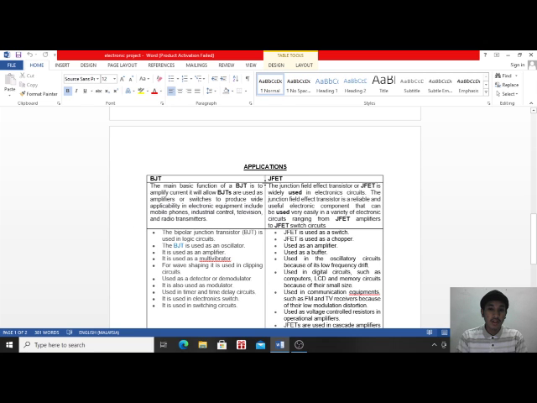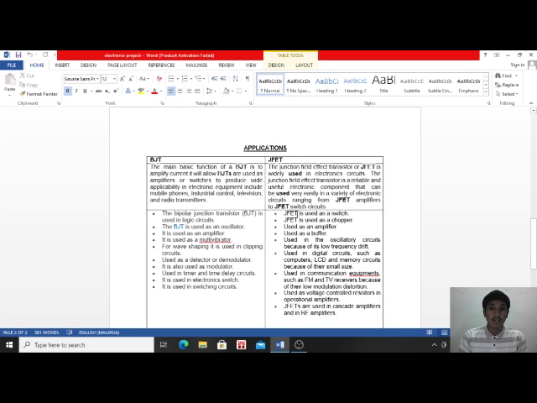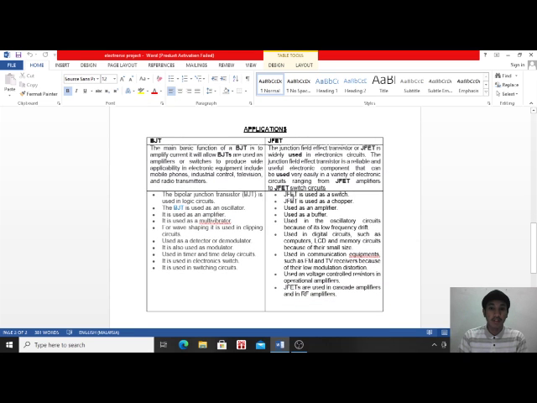For the JFET, the junction field effect transistor is widely used in electronic circuits. The junction field effect transistor is a reliable and useful electronic component that can be used very easily in a variety of electronic circuits, ranging from JFET amplifiers to JFET switch circuits.